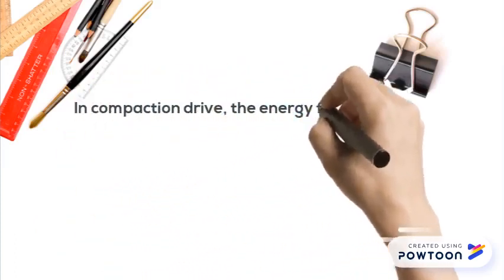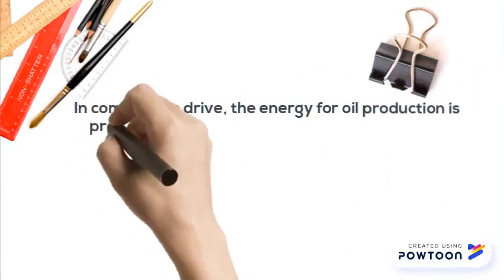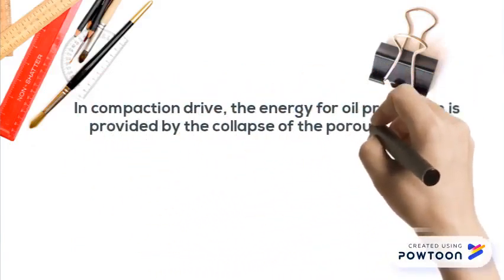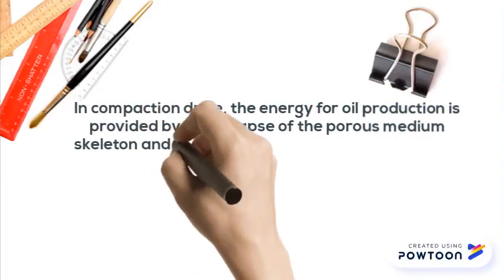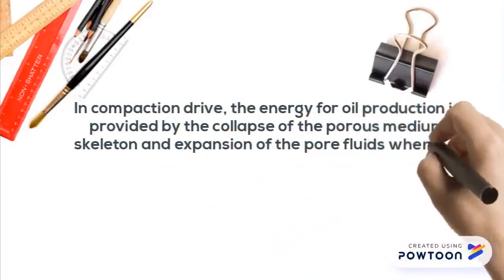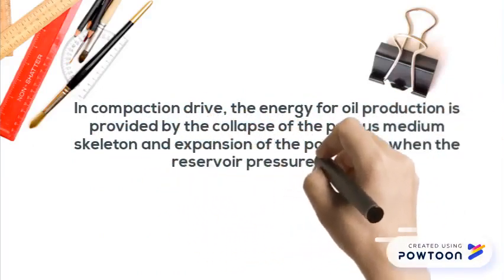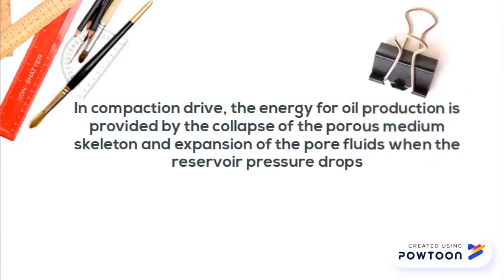Now I will explain how compaction drive works. In compaction drive, the energy for oil production is provided by the collapse of the porous medium skeleton and expansion of the pore fluids when the reservoir pressure drops. The increase in the grain pressure or effective stress causes the collapse, compaction, or consolidation of the reservoir.